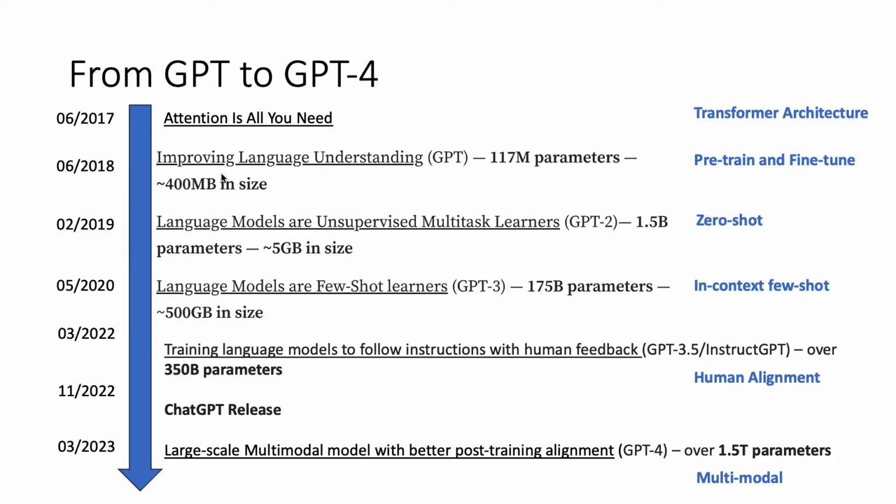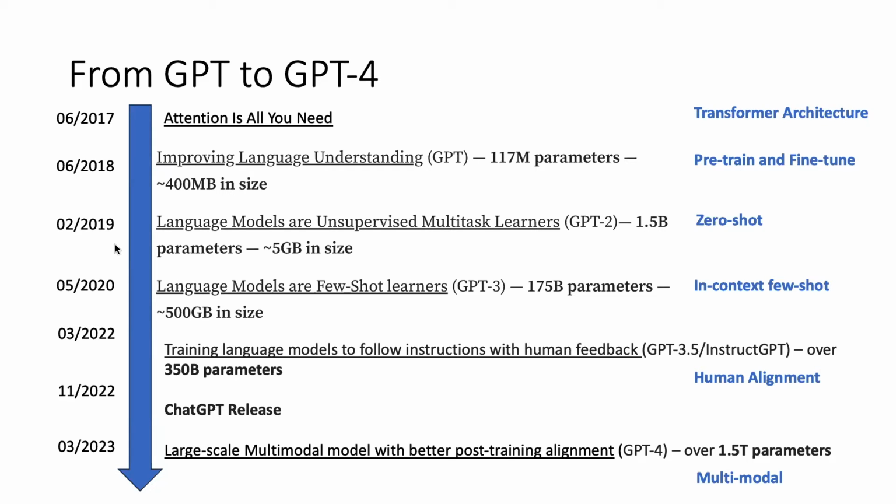innovations. And then in 2018, one year later, GPT is proposed. This whole GPT series is proposed by OpenAI. The first GPT-1 is proposed a year after the transformer paper, and it proposed the pre-train and fine-tune framework. At that time, it was still a small model, just 100 million parameters.